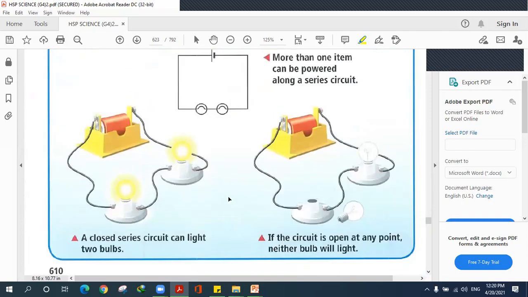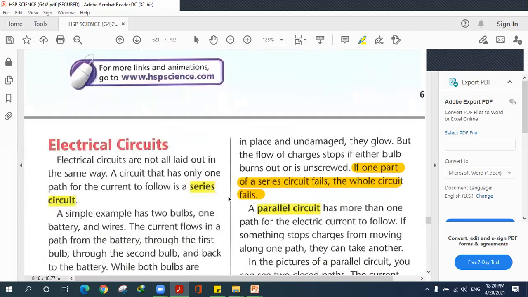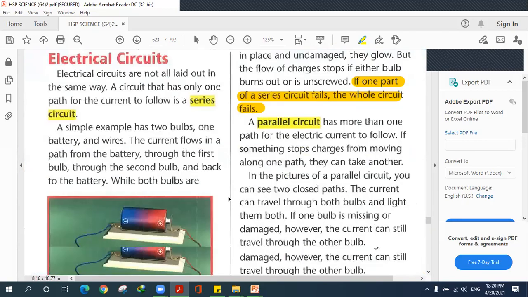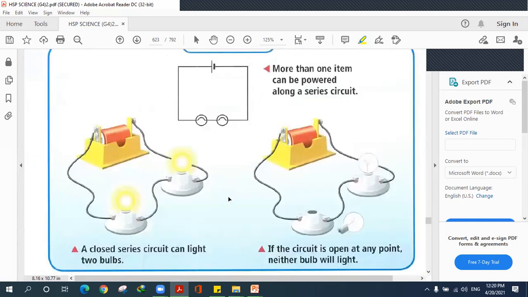Miss, one time my cousin tried to put the wire and the battery together and the light bulb just lighted. Oh, that's nice. Well done.